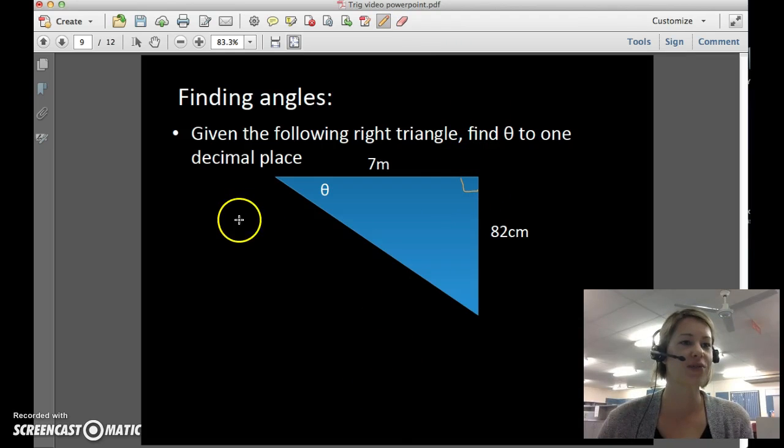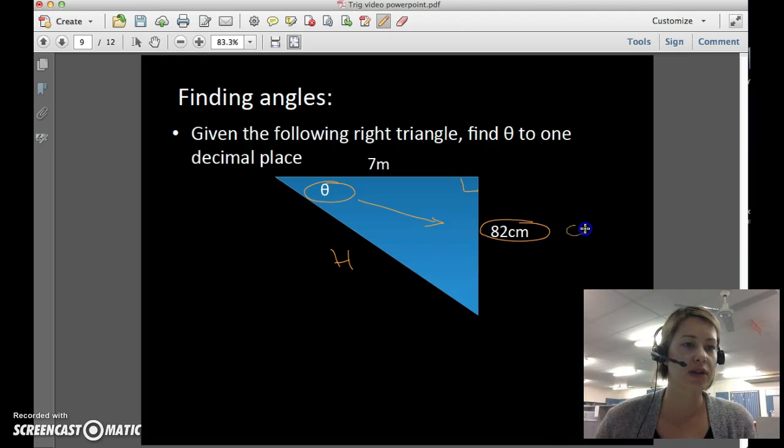So there is the right angle, so we are labeling. Here is the hypotenuse, it is opposite the 90-degree angle, and it's also the longest length. Here is our unknown angle, so what is opposite that is this one here, that's 82 centimeters, so that's O, and then the adjacent is the other one.